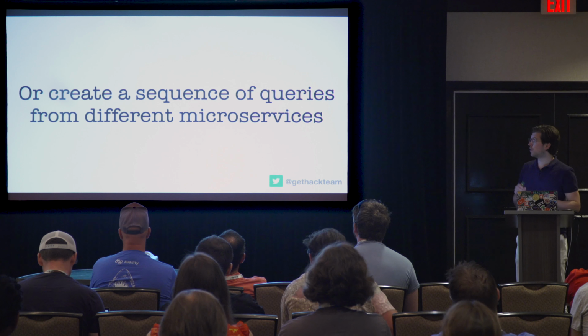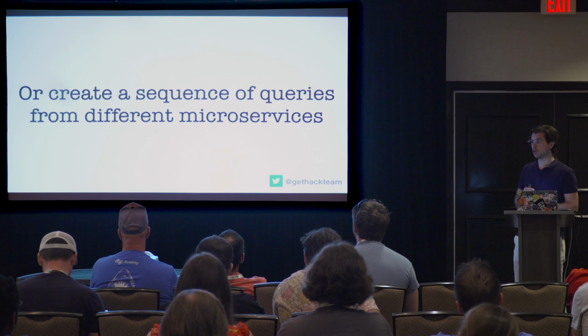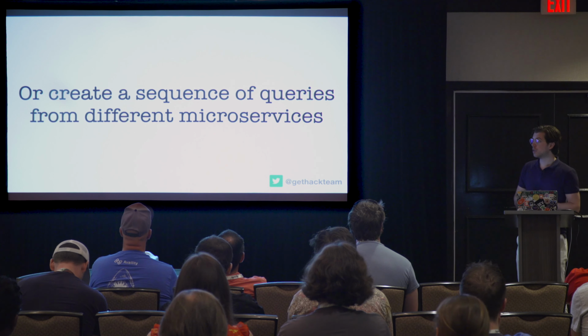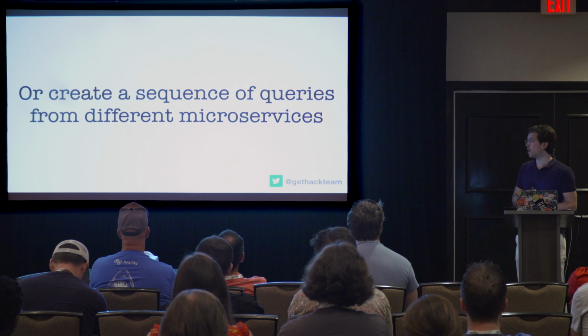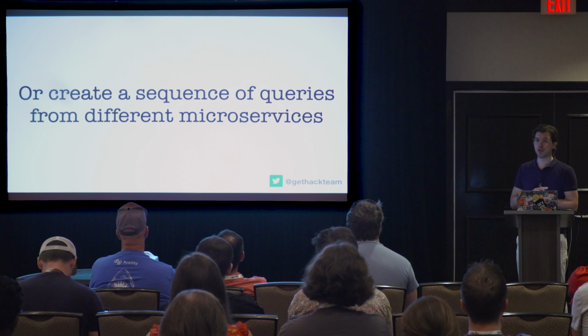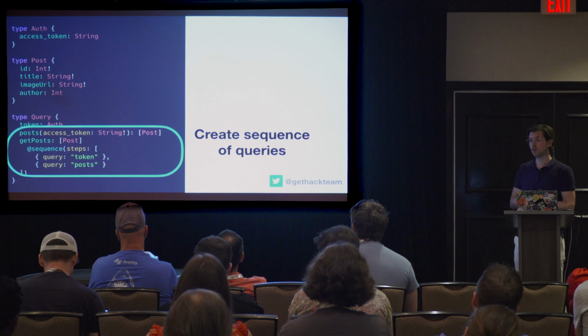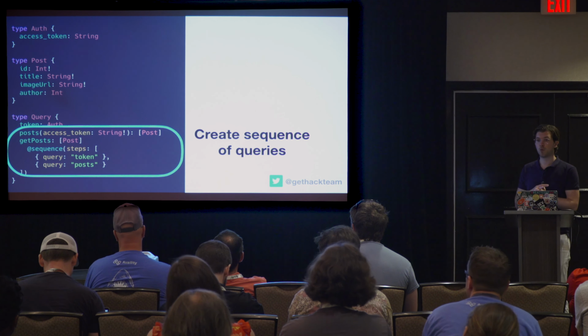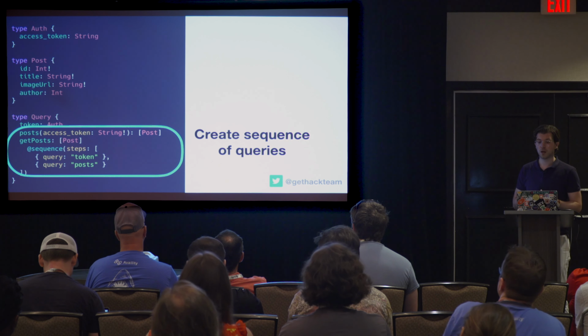Or you can also create a sequence of queries from different microservices. So maybe you need to get data from one service first. What I typically see at companies is they have an authentication service that will let you get a token, but this token should be used to get information from all the other services you might have. So using a custom directive called sequence, which we created, you can take different steps to collect data from different sources and then bring them together and have one response type for this sequence.